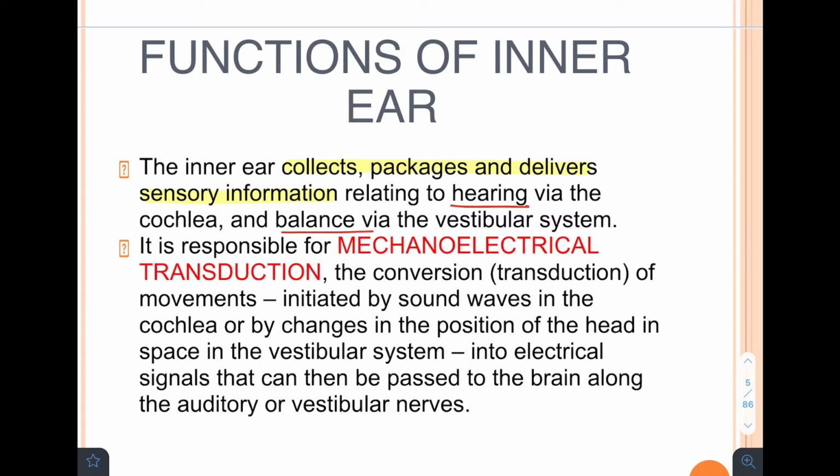The inner ear is also responsible for mechanico-electrical transduction, which is basically the conversion of movements initiated by sound waves in the cochlea, or by changes in the position of the head in the vestibular system, into electrical signals that can then be passed to the brain along the auditory or the vestibular nerves. So, basically the inner ear is helping in converting mechanical energy into electrical energy.